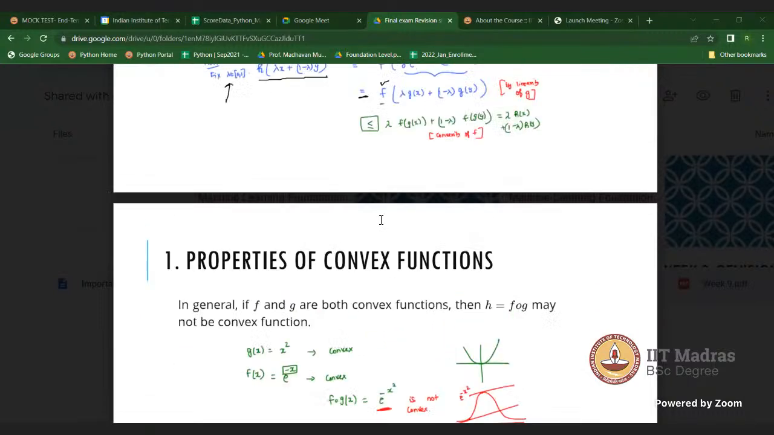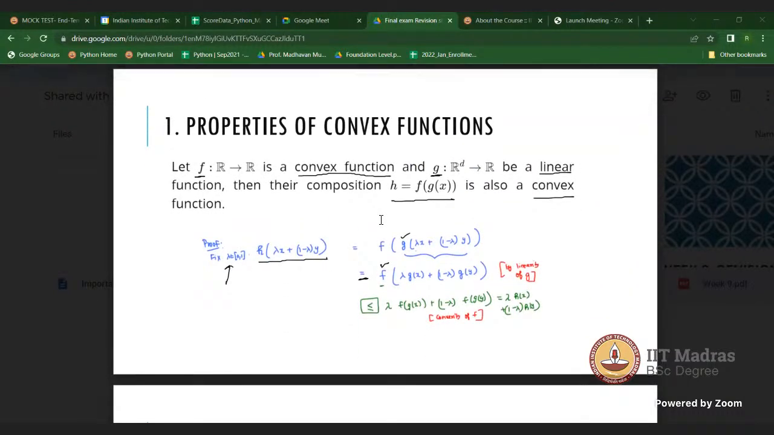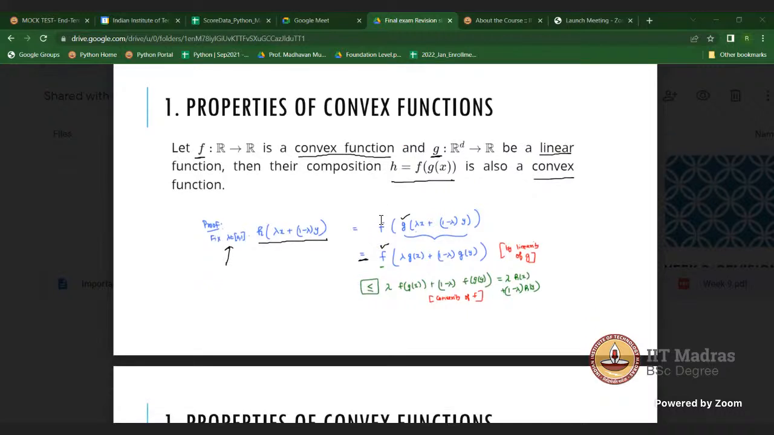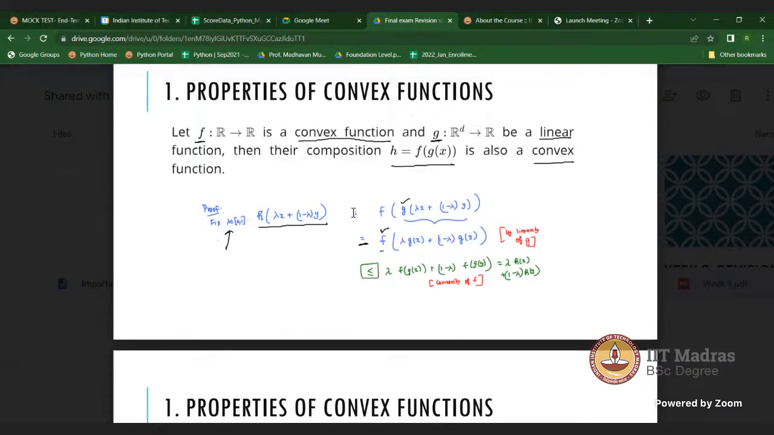Sir, but what about g of f? What about g of x? G of x is a linear function. No, we are saying that the composition h is equal to f of g, f of g of x. Yeah. And so what about g of f of x? Will that be convex? When we have g of f of x, we cannot say whether that's convex or not. Cannot say. Okay, sir.